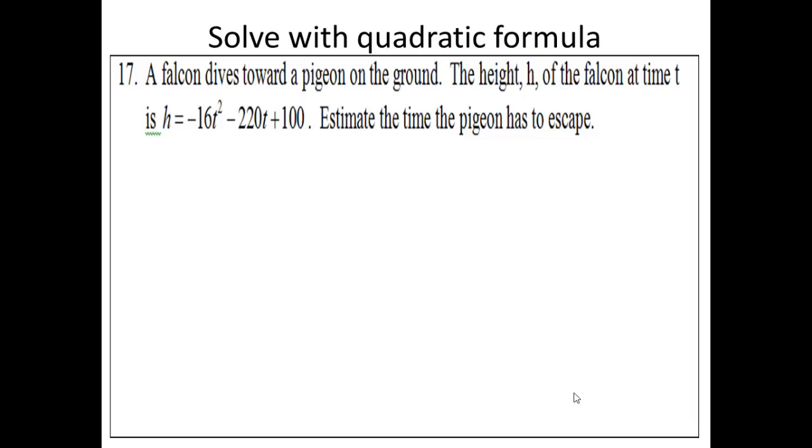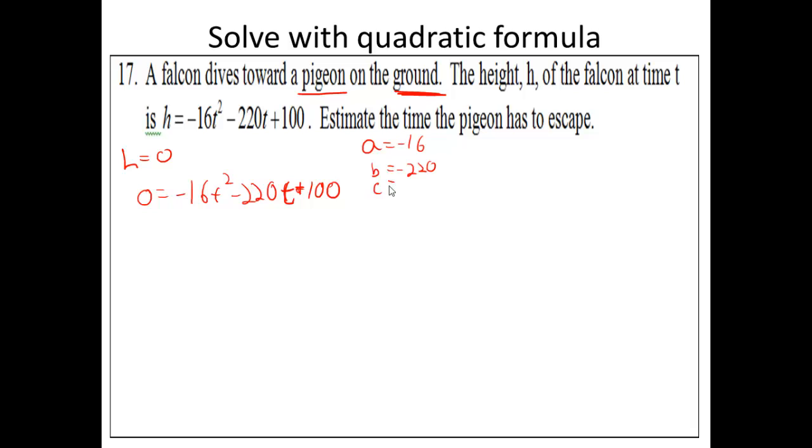So, again, the pigeon is on the ground, so our h is going to be equal to 0. So we set 0 equal to negative 16t squared minus 220t plus 100. Now we're not going to be able to use that trick that we did on 16, so we have to use the quadratic formula where a is equal to negative 16, b is equal to negative 220, c is equal to 100.